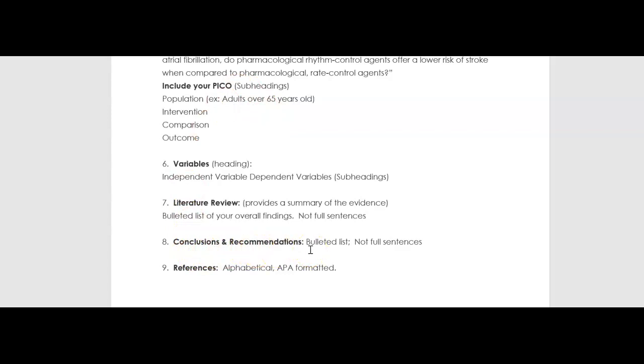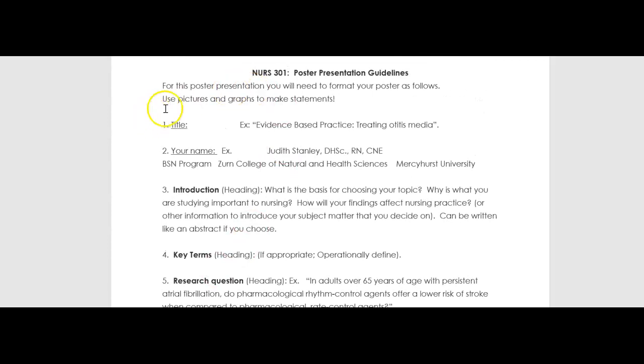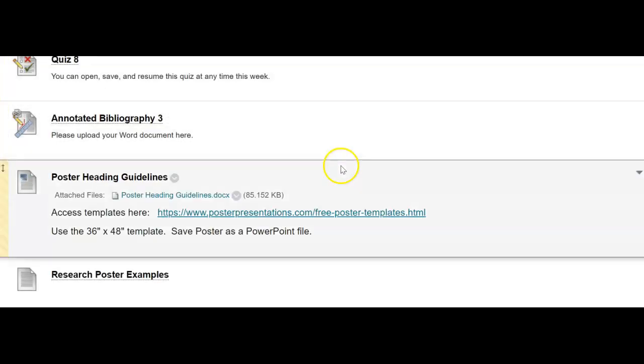You can maybe separate them out if you feel that's best, but I like bulleted again. Bulleted, not full sentences. And then you do need to have your references, alphabetical and APA formatted. But remember, use pictures and graphs to make statements. So this is how you set up your poster. That was the poster heading guidelines.